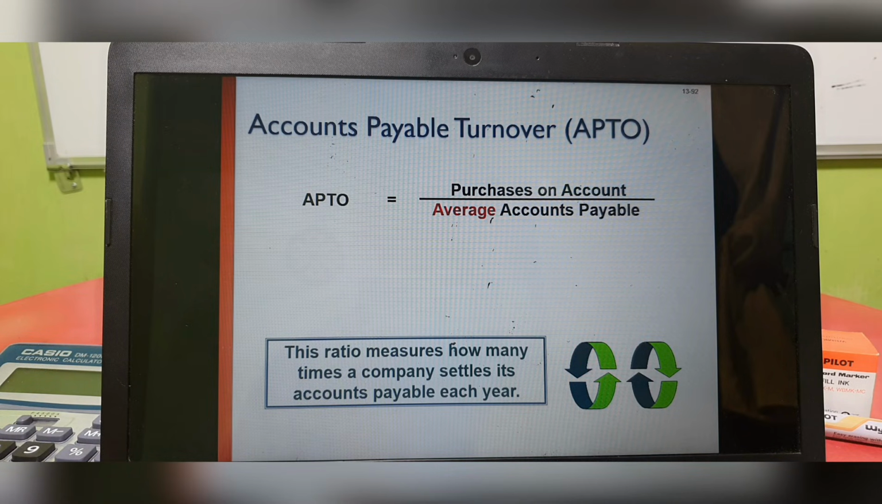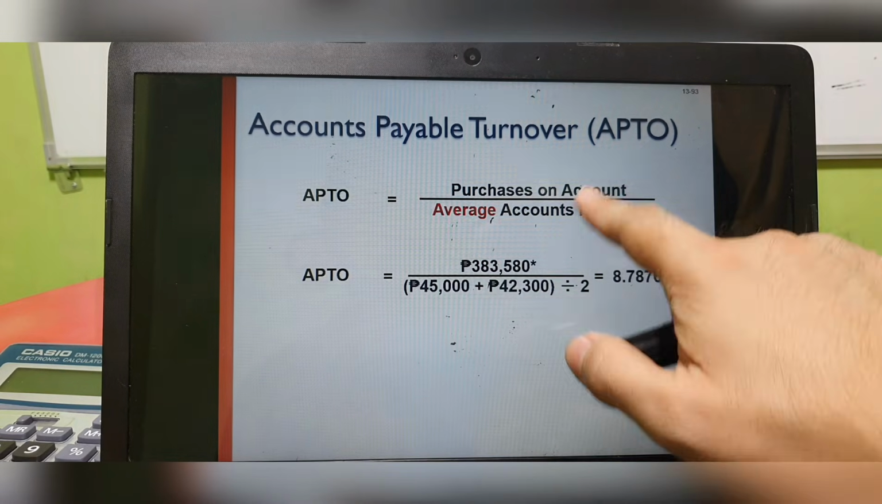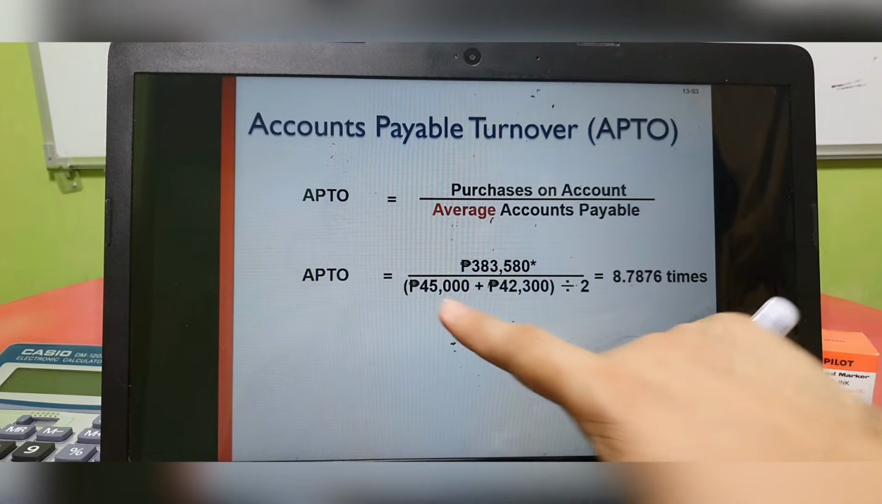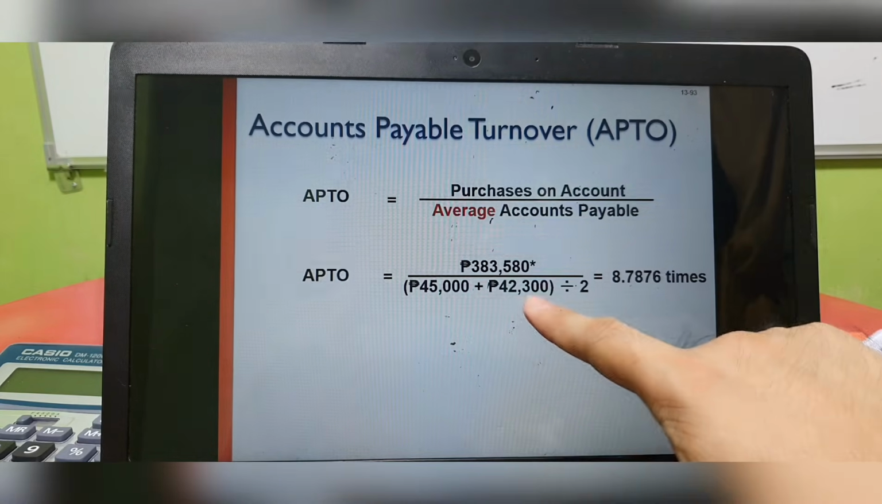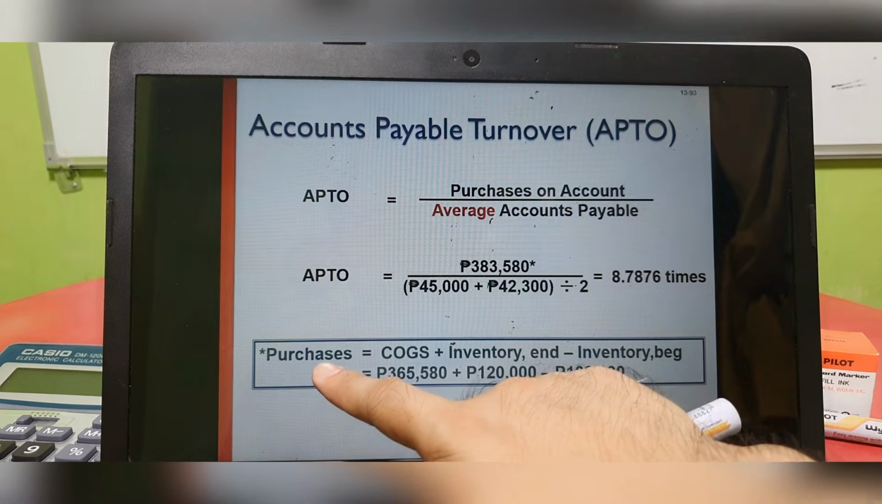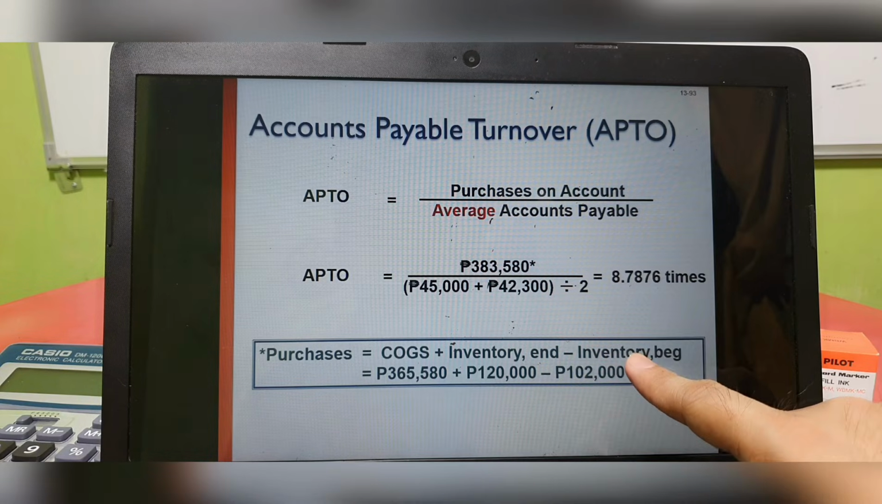We have to check. Since the balance sheet is giving you beginning and ending inventory, tapos may COGS tayo, remember the formula, we can make use of that. Beginning plus purchases less ending is your COGS. Here. So, ang purchases on account natin is 383,580. So, may asterisk, may computation tayo niyan later. But ito yung accounts payable natin ng 2019 and 2018. So, that will give us 8.7876 times. Ito po yung sinasabi natin. Yung purchases natin is COGS plus ending minus your beginning.